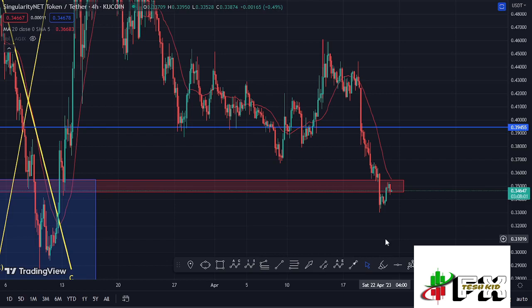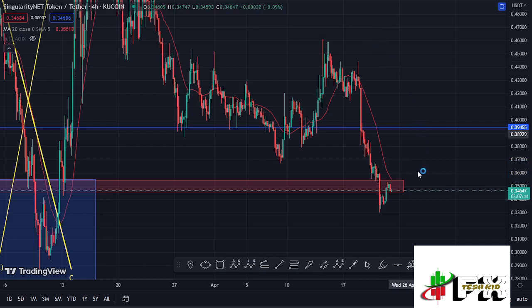Welcome back to TechKidFX for another AGIX price prediction update, which at the time of this recording is holding below the 20-day MA here on the 4-hour chart, which is now acting as resistance for us to continue gearing up.